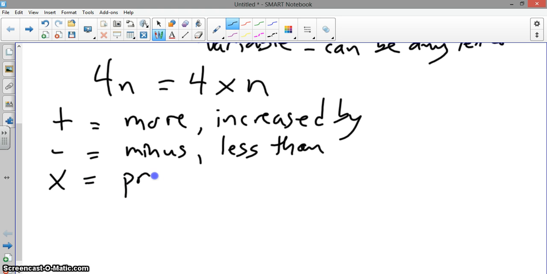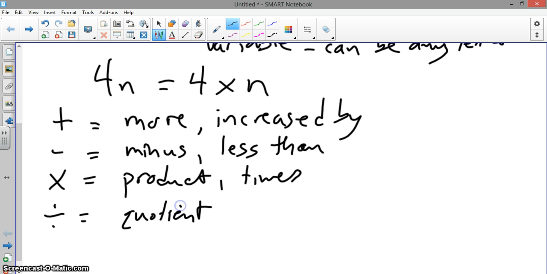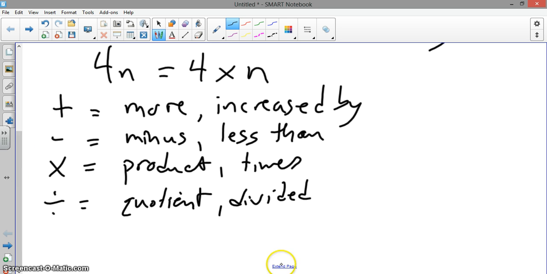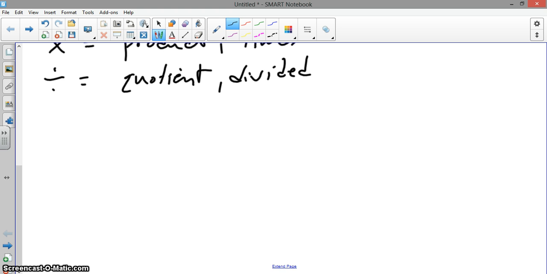Multiplying has its own words too. You get the product. They could say times. And division has similar ones as well. They could say quotient and divided, stuff like that. So as we move forward, you're going to understand what I'm talking about in a second, because I'm going to write an example for you. So let's take a look.